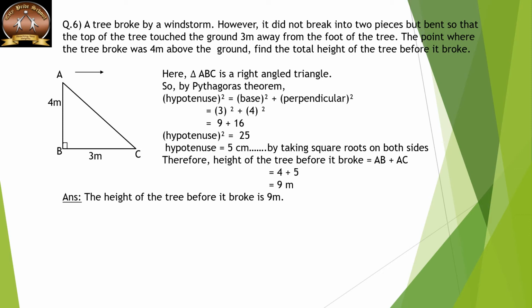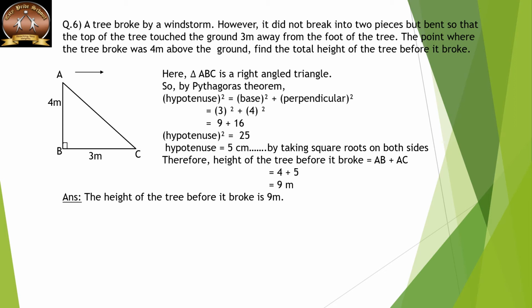Did you understand the question? Read it neatly. A tree broke by a windstorm. However, it did not break into two pieces but bent so that the top of the tree touches the ground 3 meters away from the foot of the tree. Where it is touching? It is touching at point C, and the distance between point B and C, that means the distance between the top of the tree and the base of the tree is 3 meters, right? And from where it broke? See, from point A it broke. So distance between the base and the point where it broke is 4 meters.